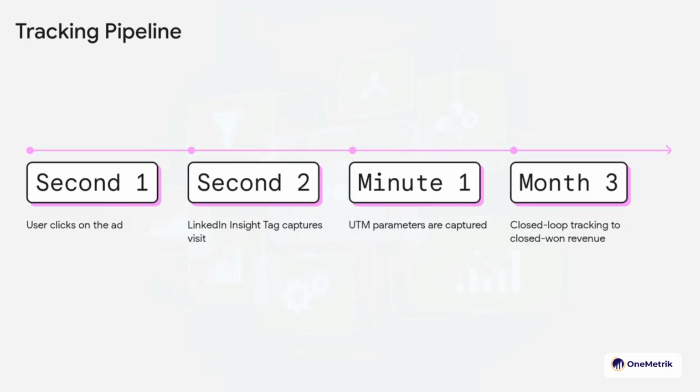Finally, Section 4, tracking real revenue and proving that pipeline ROI. To actually prove your return on investment, your data has to flow flawlessly. It all starts with the initial ad click, which gets captured by the LinkedIn Insight tag on your website. But the real magic happens in steps 3 and 4, capturing strict UTM parameters and mapping them directly into your Salesforce or HubSpot CRM. This closed-loop tracking is exactly how you figure out which specific ad creative is the one that actually generated a $50,000 contract 3 months down the line.